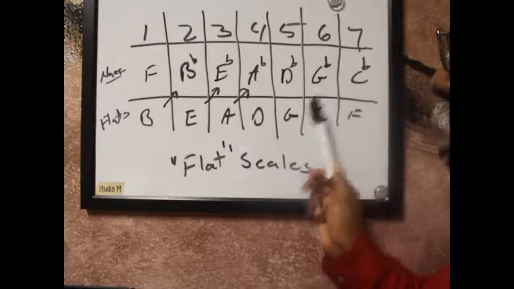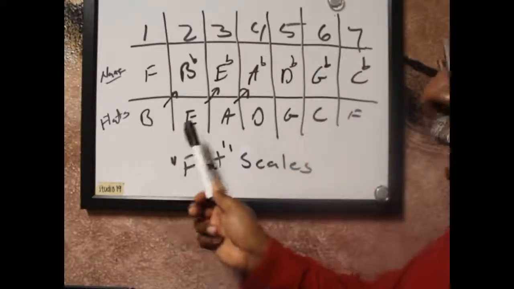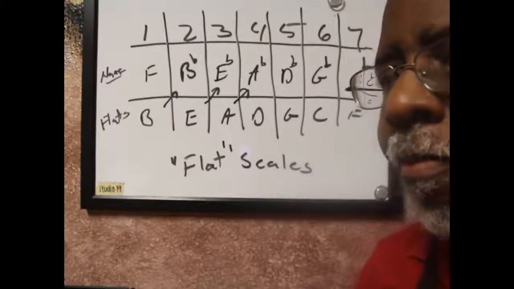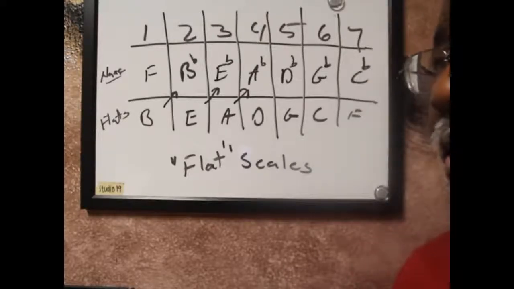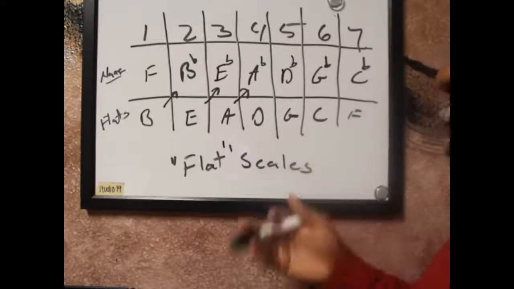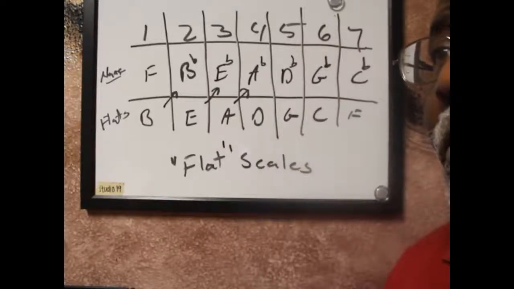The G flat scale has 6 flats: B flat, E flat, A flat, D flat, G flat, and C flat. You see how easy that is? Those are the flat scales. Doesn't seem very hard, does it?